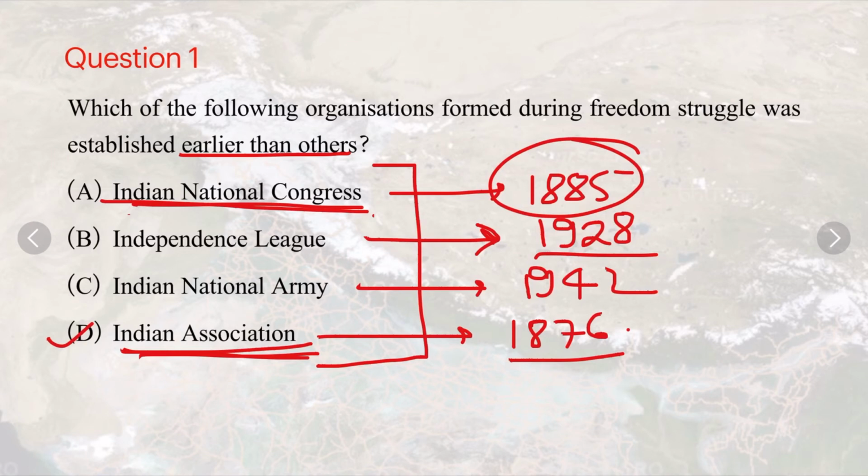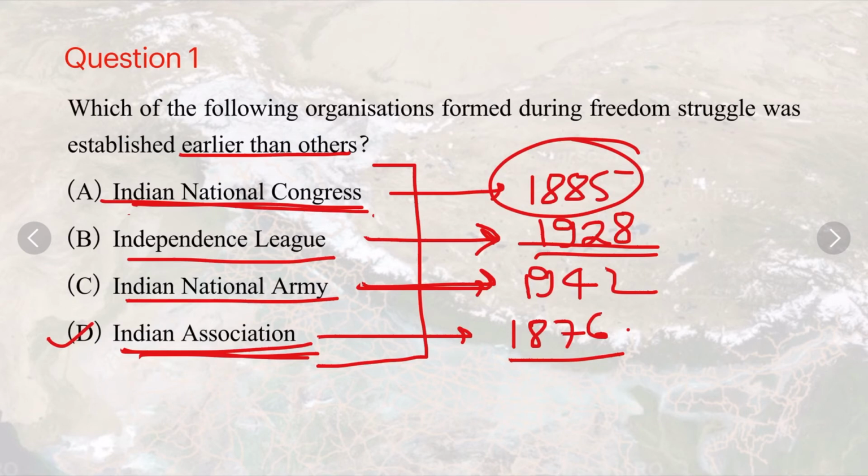So you can remember that, okay, these were established before Congress, and then after Congress also many organizations were established, like Indian National Army. Indian National Army was established after or during the Quit India movement. Independence League was during the 1920s. So this way you can remember, okay, during this period these organizations were established, and then you can arrange these organizations in a chronological manner.